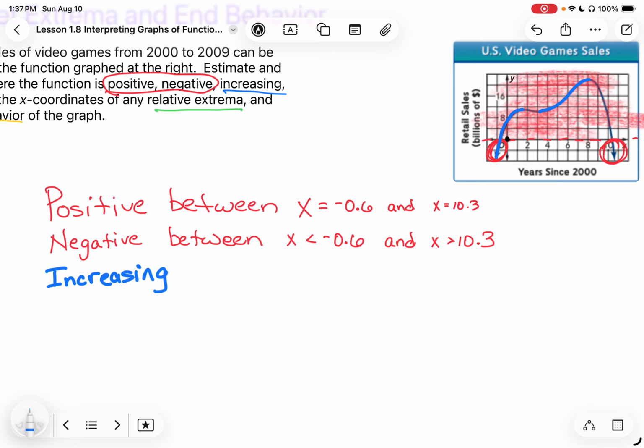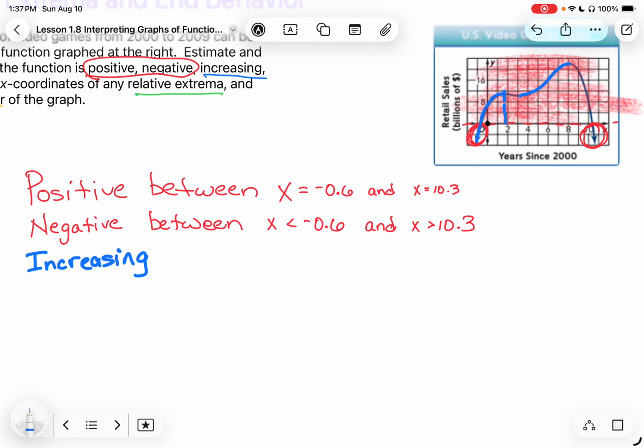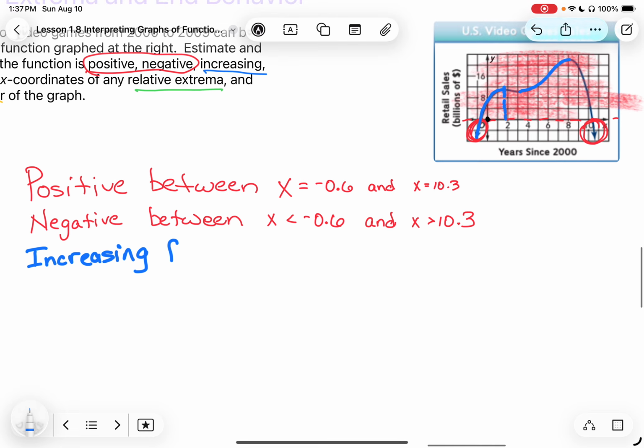And so where is it increasing there? It looks like to about this point right here. That's a little bit more than 1.5, it looks like. I'm going to call that let's say 1.8. So we're going to say it's increasing. And the way we word this is kind of weird. We say increasing for x is less than 1.8. And it's also increasing between here and here.